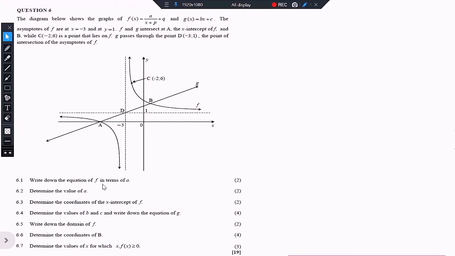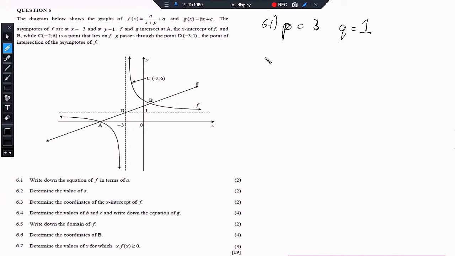6.1 says write down the equation of f in terms of a, right? So in terms of a, this is what we are supposed to do. We understand that our p, we are already given the vertical asymptote as x equals negative 3, but then we know that the p should be indicated as a positive. So p equals 3. And then q, we are already given the horizontal asymptote as y equals 1. So our q should be equal to positive 1.